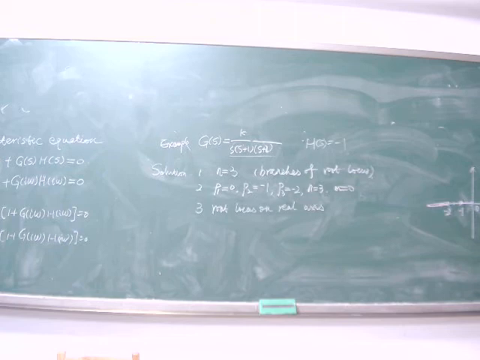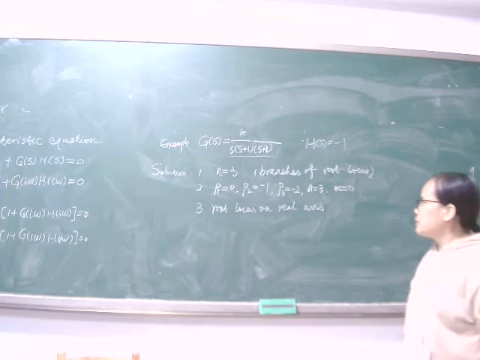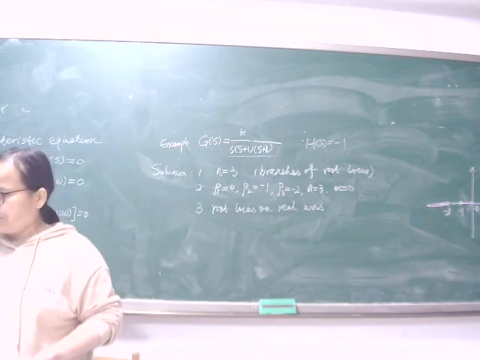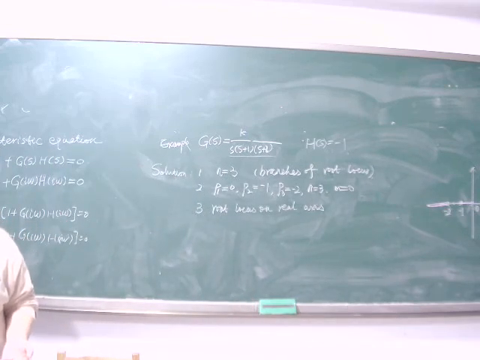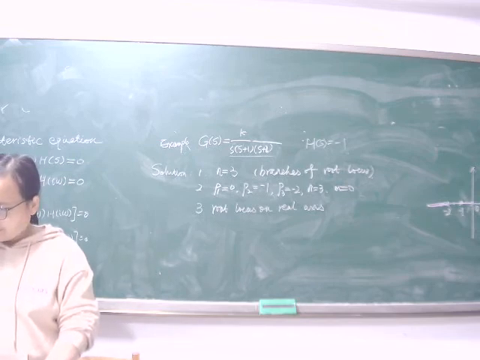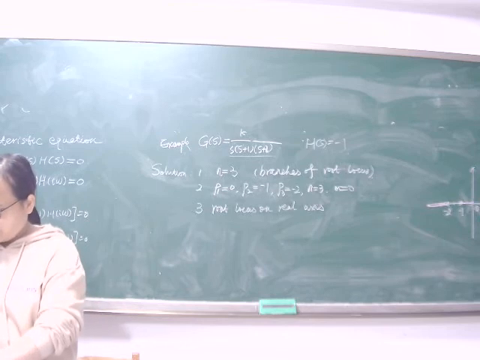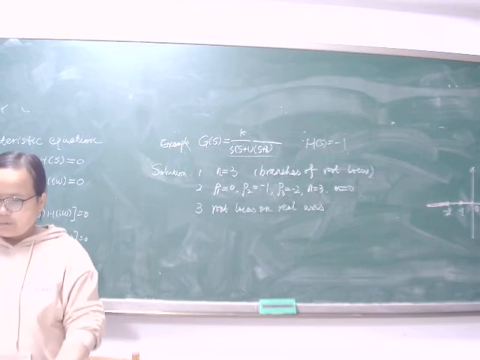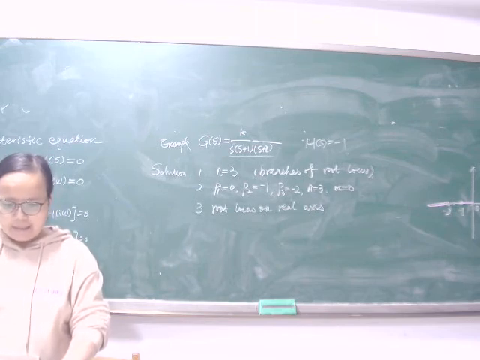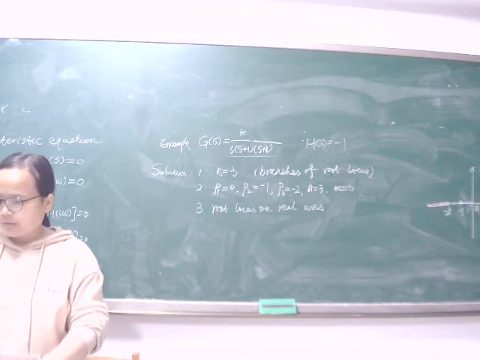Real axis. So this is 0, to minus 1, minus 2 on the left side. This is the real axis. Equally divided. Now, we should determine the asymptotes of this root locus.